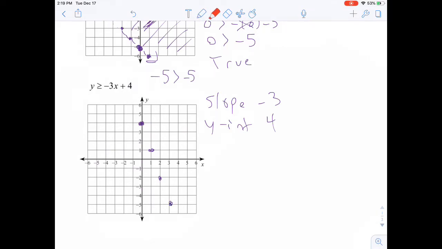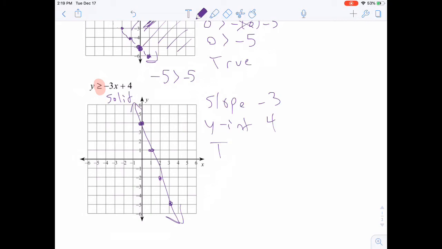And again, I look at my symbol to determine whether or not it's a dotted or solid line. This one, since it has the line underneath, it's going to be a solid line. So I start out here. I'm going to connect my dots. Again, not the greatest, but it'll do.